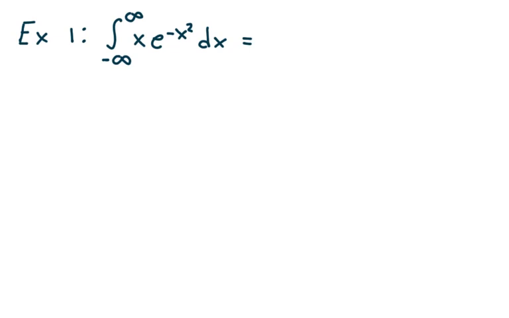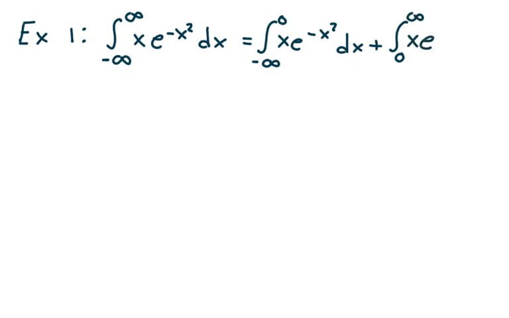In example 1, we have the integral from negative infinity to infinity of x e to the negative x squared dx. And so I'm going to break this up at 0. So I'm going to go from negative infinity to 0 of x e to the negative x squared dx, and I'm going to add the integral from 0 to infinity of x e to the negative x squared dx. Now, let's take a look at the integral from 0 to infinity of x e to the negative x squared dx.